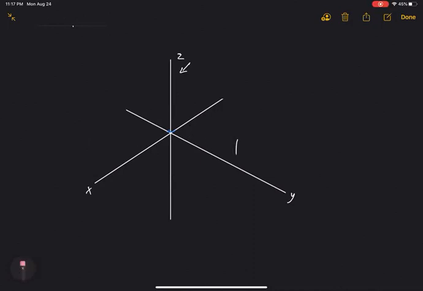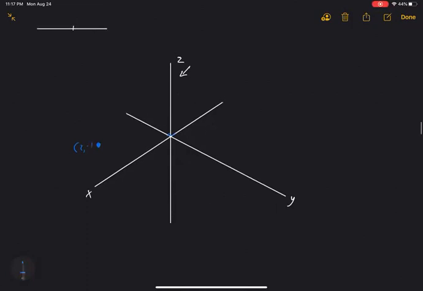Okay, so let's do it in blue. Maybe for this point here, this point in the XY plane, let's say this is at the coordinates (2, -1). Maybe that pairs up to a height, a z coordinate here.